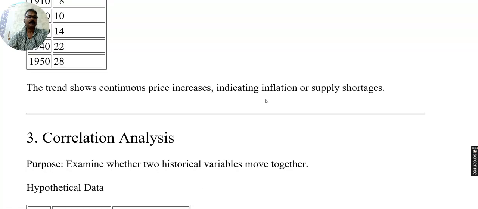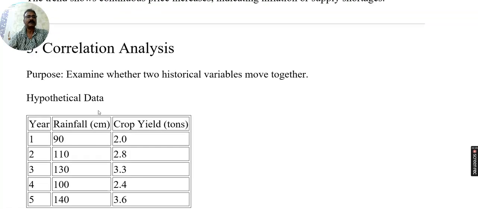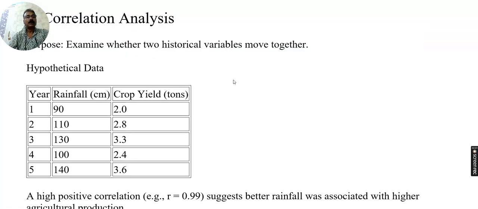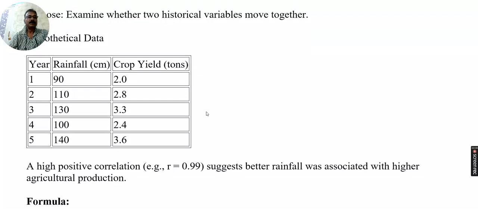It may be correlation analysis. It is also explained what is correlation analysis. Now in this video we want to show how we can manually calculate this correlation coefficient. Suppose the hypothetical data is the amount of rainfall, given in centimeters in different years, 5 years, and crop yield in tons. So a high positive correlation, that is R equals 0.99, suggests better rainfall was associated with higher agricultural production.